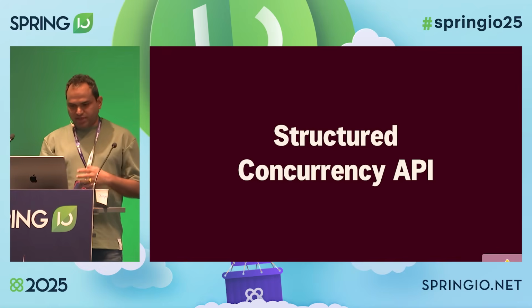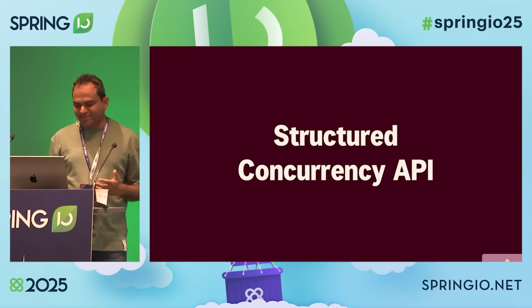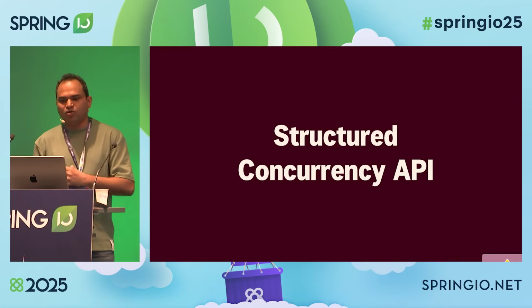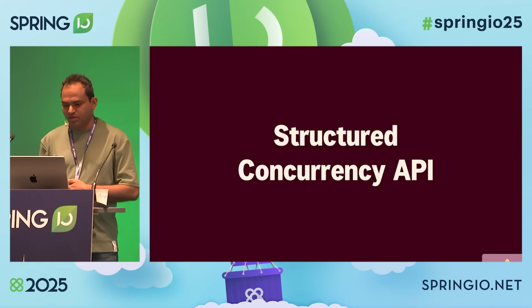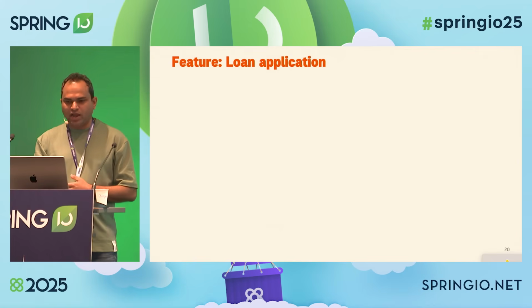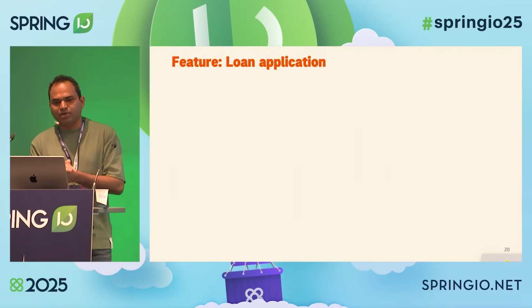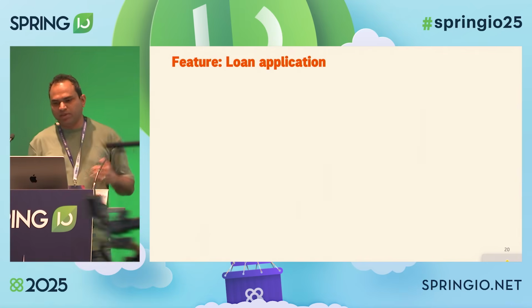Okay, now that's again a lot of theory about structured concurrency. Let's see what the API looks like and how we can use it in our application. And for that, I'm actually going to add a new feature to our A-Bank application. And this feature is called loan application.